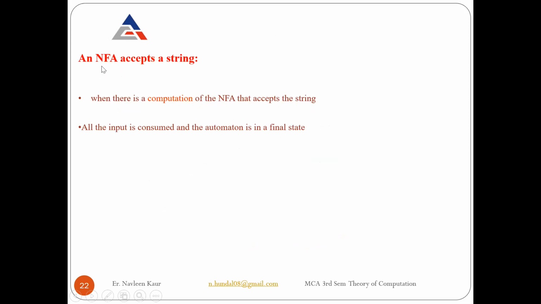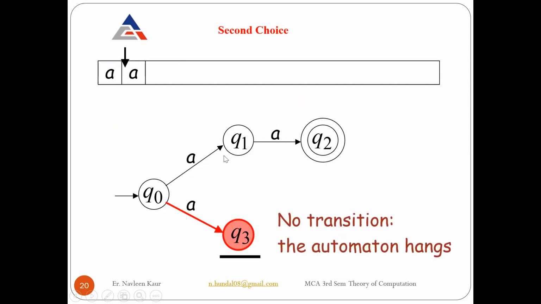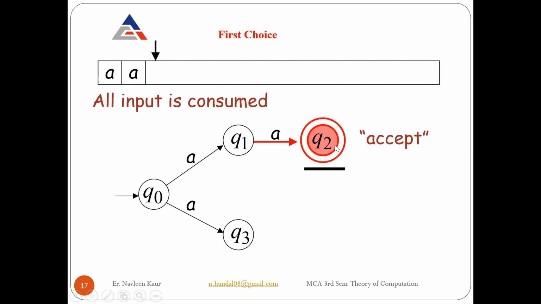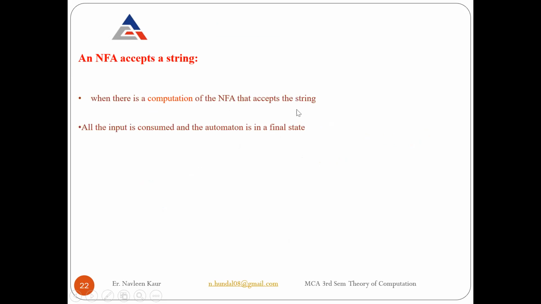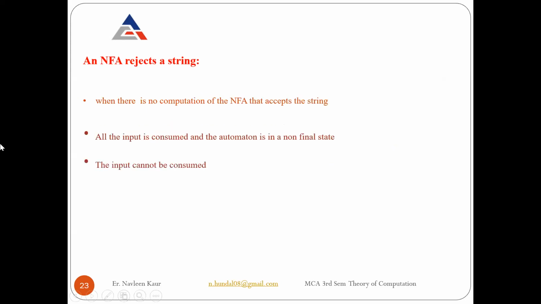So an NFA, or non-deterministic finite automata, will accept a string when there is a computation of the NFA that accepts the string. It means when there are enough states to accept it. For example, here there were enough states: two states were reached, the whole input was consumed and you reached the final state. It means it is accepted. You can also say that an NFA accepts the string if all the input is consumed and the automata is in the final state. Obviously, if nothing is left, all the input is consumed and you are in the final state, only then will you consider that string accepted by your non-deterministic finite automata. When will it reject a string? When there is no computation of the NFA that accepts the string.